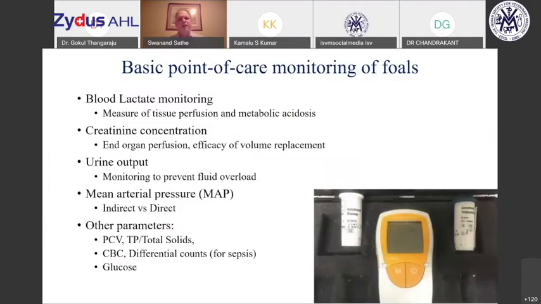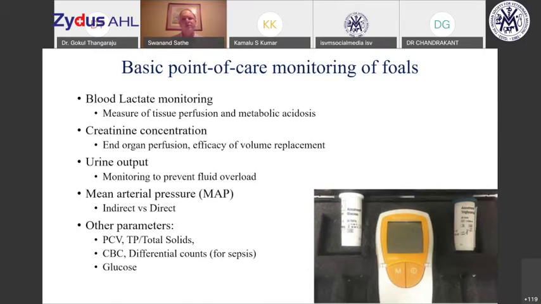So what can we do to monitor these foals either in a hospital or a field condition? There are certain parameters that we can definitely evaluate that give us the severity of this condition. It might give us a chance to evaluate the efficacy of a therapy as well. So the most common basic point of care monitoring that we do, especially in our hospitals, we do it in the US, we do it in New Zealand as well, is blood lactate monitoring.